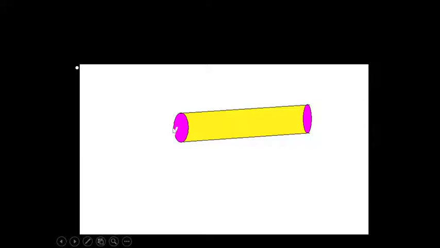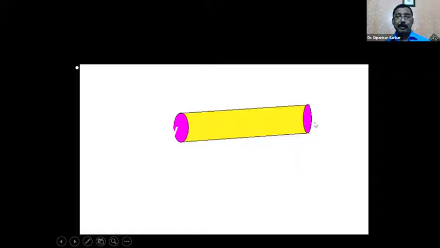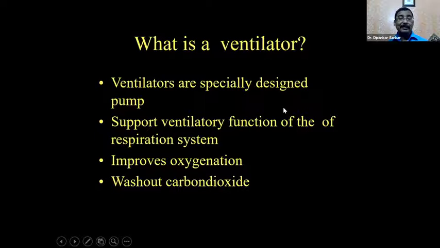So alveolar pressure is not positive, even if it is zero. And if you put a positive pressure, that is, you are forcing the air through the mouth cavity to the alveolus, we call it positive pressure ventilation. So what is a ventilator? Ventilators are specially designed pumps, nothing else. It's an instrument which supports the ventilatory function of the respiratory system.